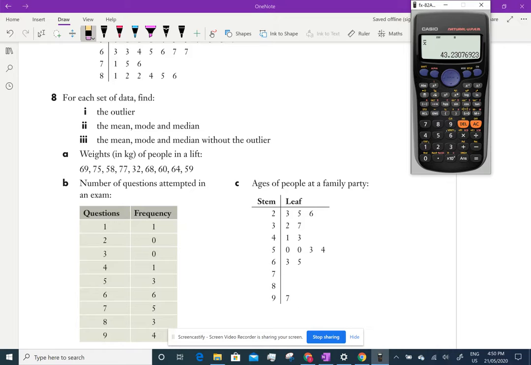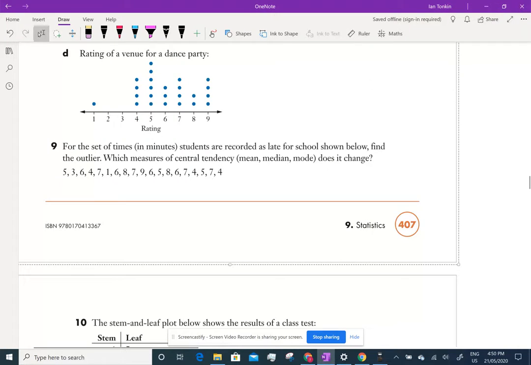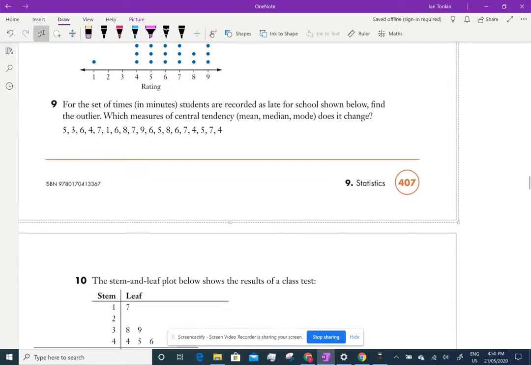Okay, that should be enough. The only other question that I want you to do, I think, is question 9. And if I have a quick look at that, the reason I want you to do that is find the outlier and does it change any of those. All right.